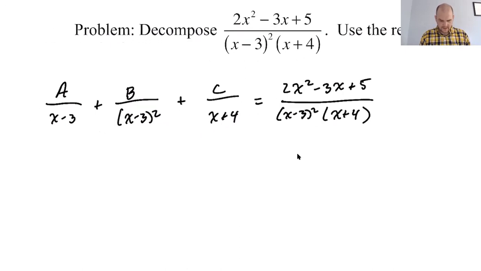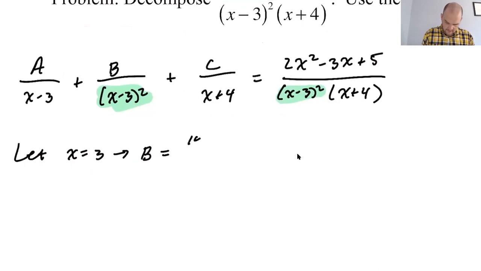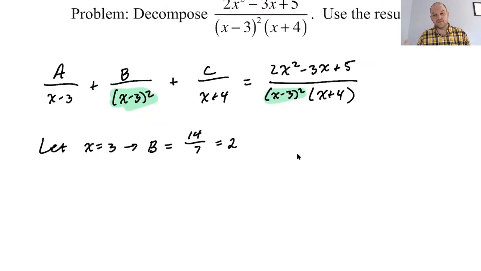The integrand is 2x squared minus 3x plus 5 over (x minus 3) squared times (x plus 4). Okay, step 1, let's solve for b, I guess. I'm going to let x equal 3, and this will be solving for b. I cover it up, and then every x that I see is now 3. So 2 times 9 is 18, minus 9 is 9, plus 5 is 14, over 7, so 2. That's pretty nice. That wasn't bad. I thought it would be worse.